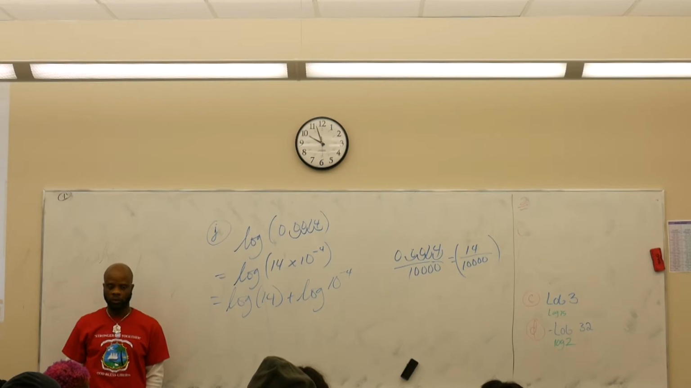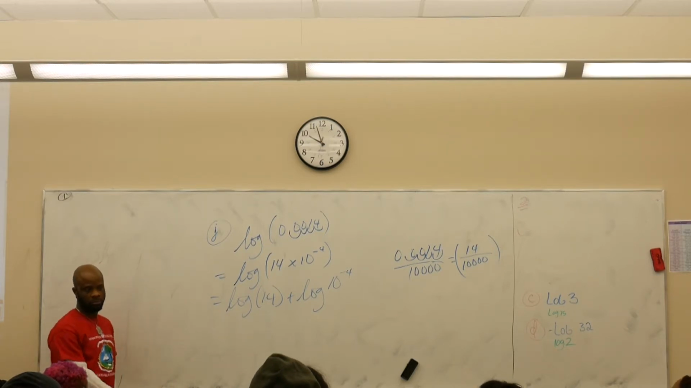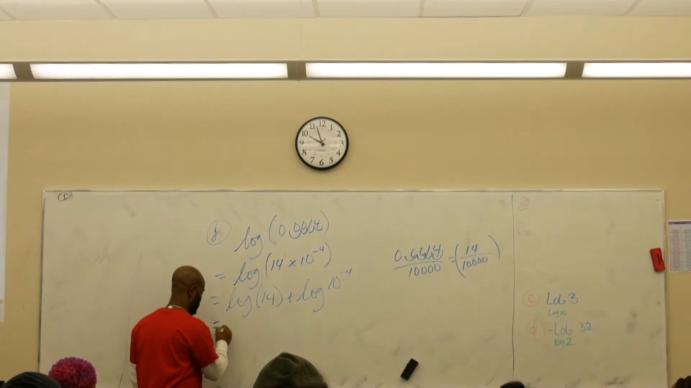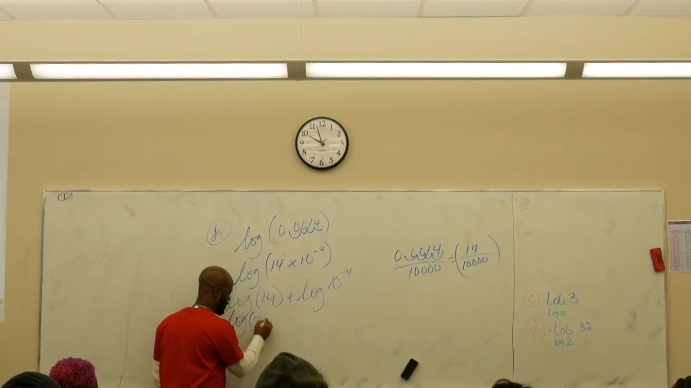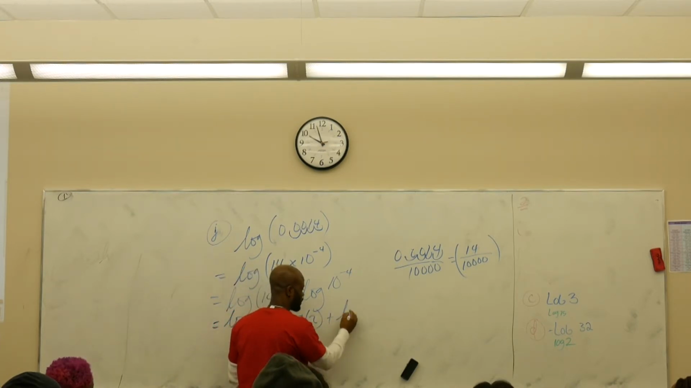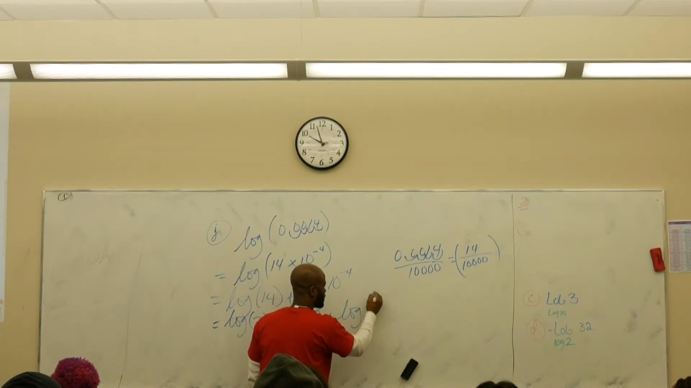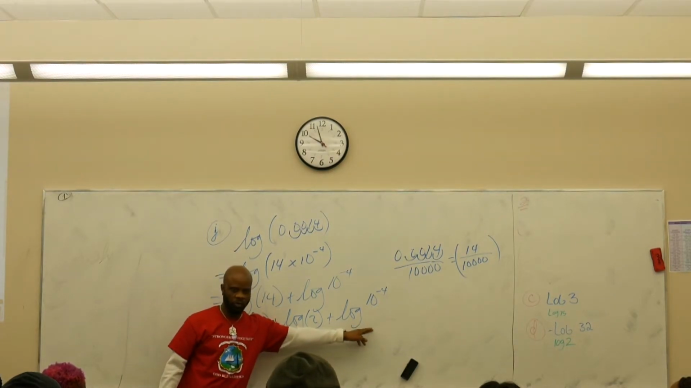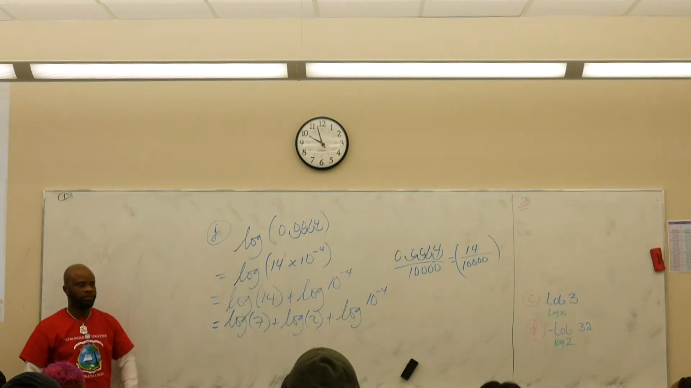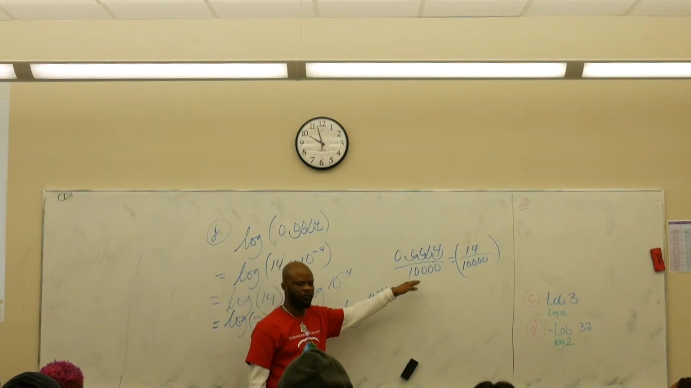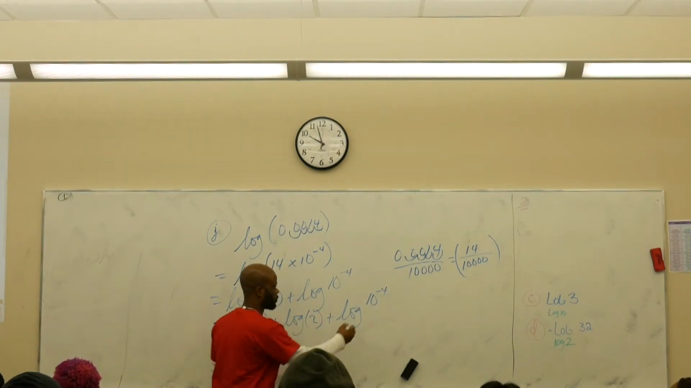How do I write the log of 14? What are the factors? 7 and 2. So the log of 7 plus the log of 2 plus the log of 10 to the negative 4. If we don't have a base, what's the base? We know it's 10. Right? So what's the log base 10 of 10 to the negative 4? Negative 4, just the exponent.